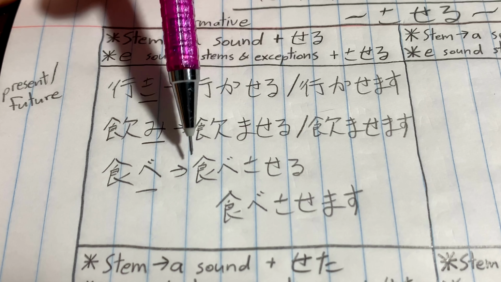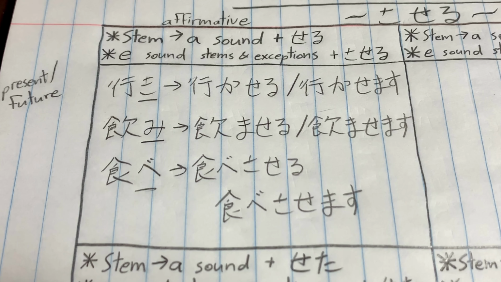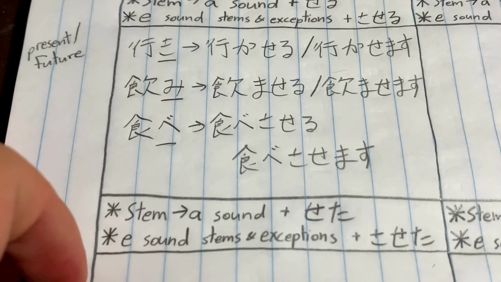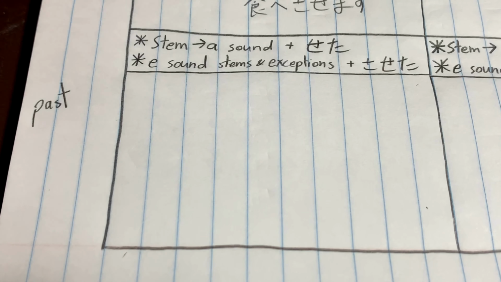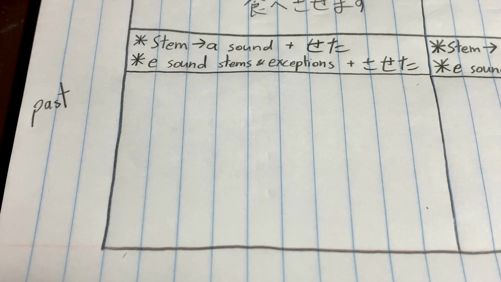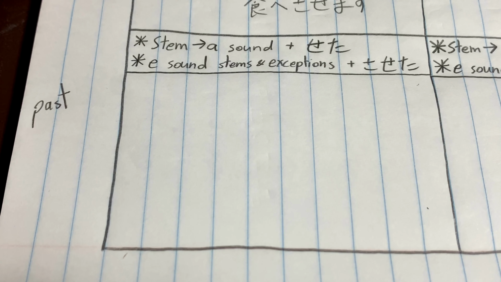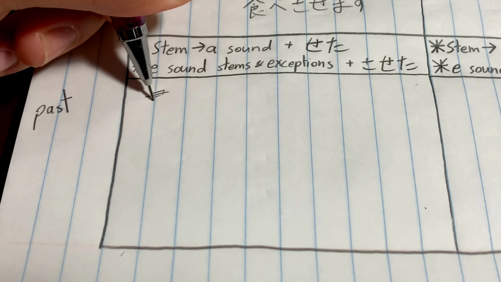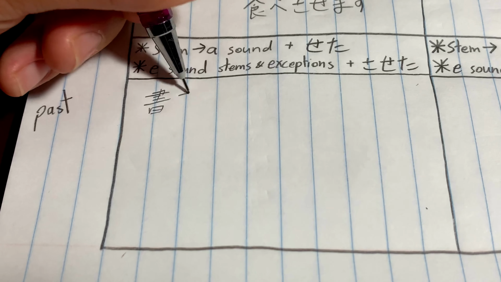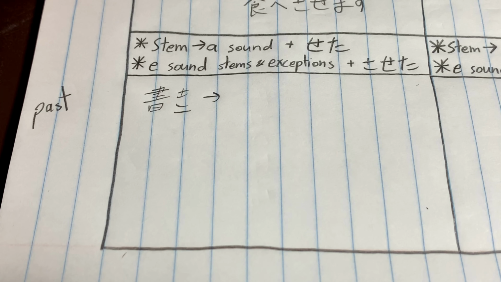And the meaning of these examples is to force someone to go, or force someone to drink, or force someone to eat. Okay, so plain and simple, moving on to the past tense. And this is going to be very easy because it's pretty much the same thing, and especially if you already know how to conjugate in the plain form, it is pretty much the exact same thing. So we'll just move on with the next verb, kaki. The ki becomes the a sound, and then we add seta for past tense.